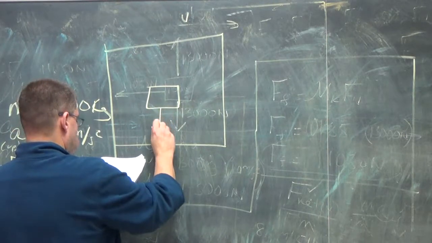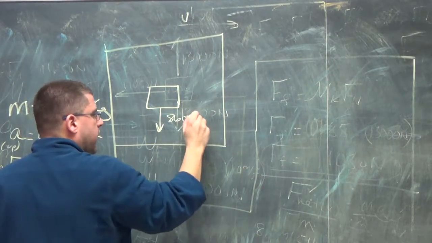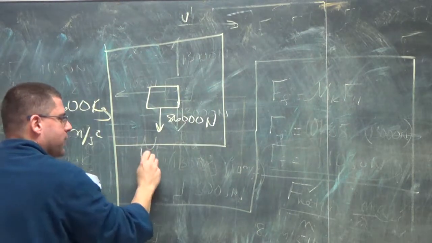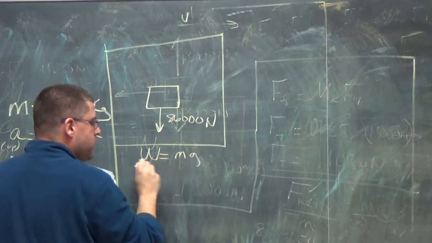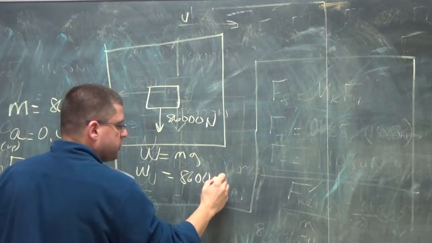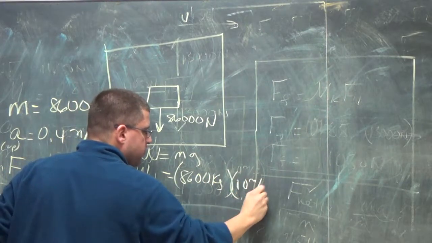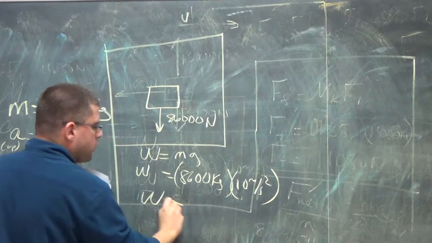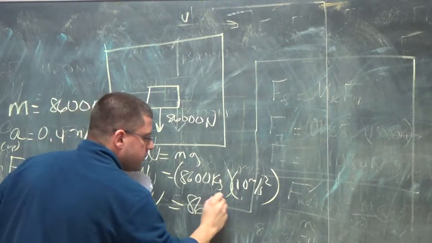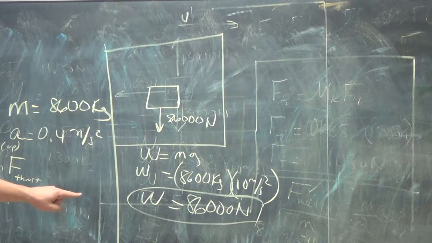86,000 newtons is the force of gravity. W equals mg. W equals the mass, 8,600 kilograms, times 10 meters per second squared. So we have 86,000 newtons.